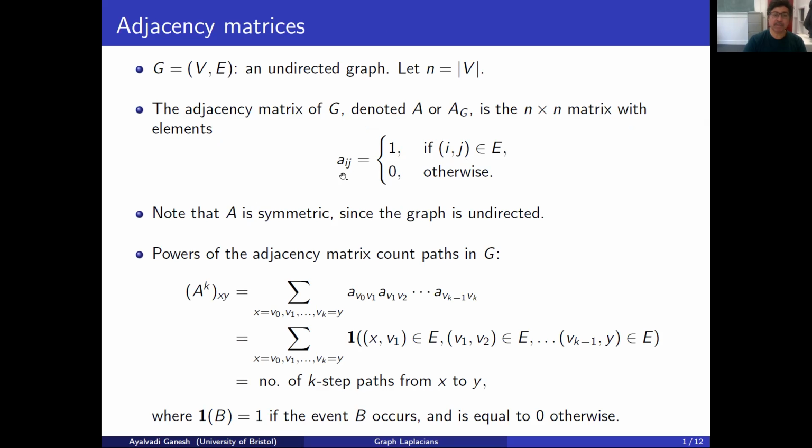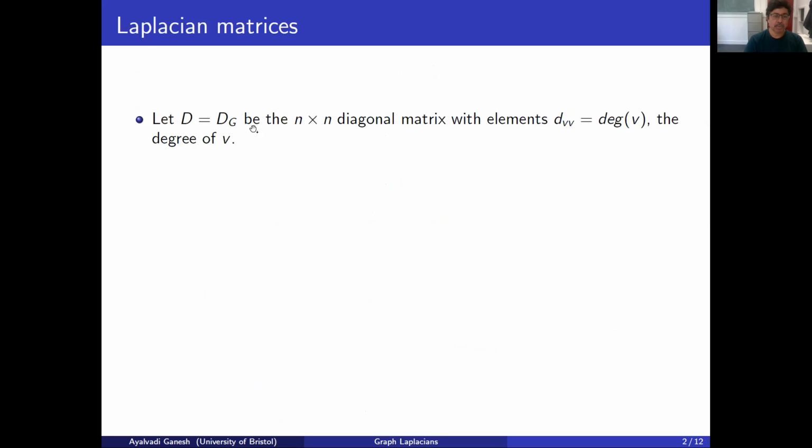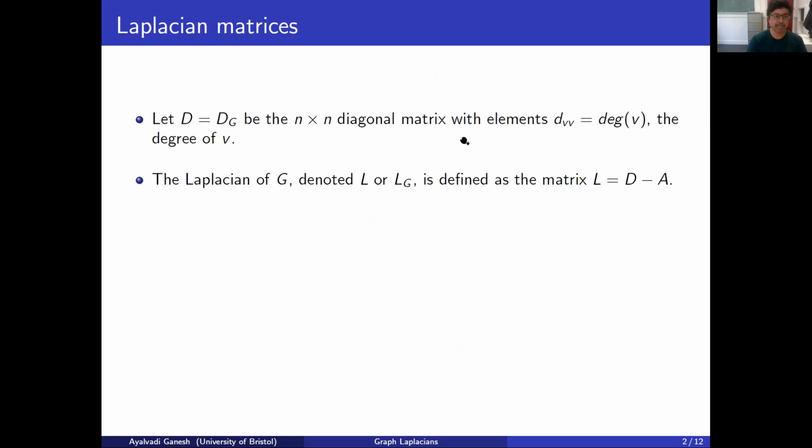So if you look at the vth row sum of this matrix, how many ones are there? There's a 1 for every edge. So there are degree-of-v many ones along this row. So if you look at the row sum, you get the degree of v. Okay. So D is the diagonal matrix whose diagonal elements are the same as the row sums of the matrix. They are the degree of v. And the Laplacian is defined as D minus A. So you take the degrees along the diagonal, and in the off diagonal, you put a -1 if there's an edge.